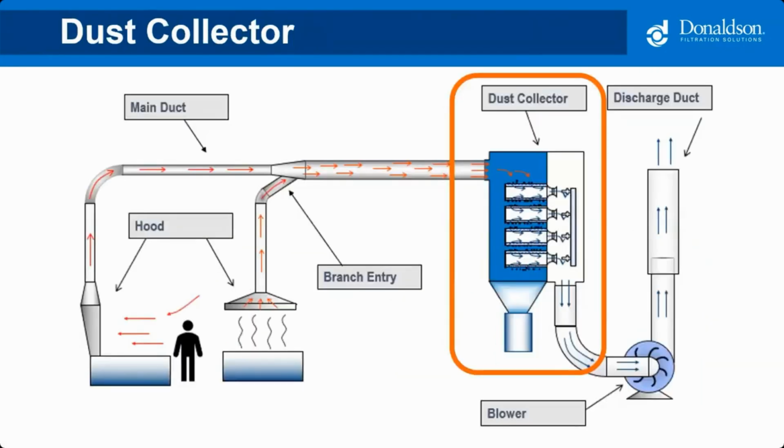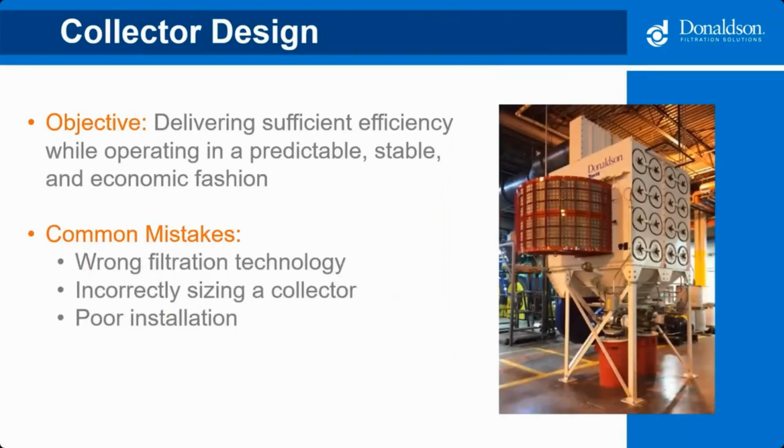Okay, our next system component is the dust collector itself. The main objective of a dust collector is to deliver sufficient efficiency while operating in a predictable, stable, and economic fashion. The most common mistakes or things that could go wrong include wrong filtration technology, incorrectly sized collector, either too aggressive or too conservative, or poor installation.